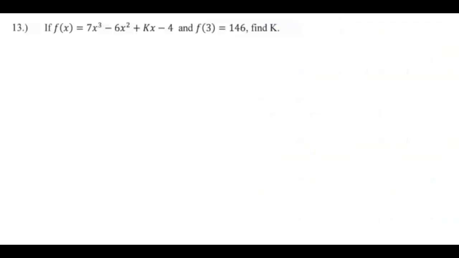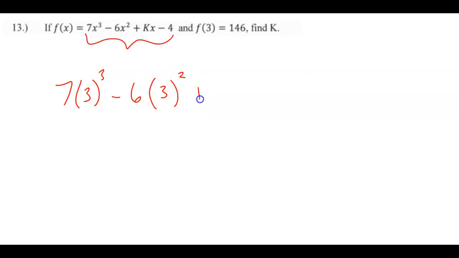And then the other question I believe you wanted me to do was number 13. So this is actually pretty easy. This notation, f of 3, just means plug in 3 for all of the x's. And they're telling you when you do that, you should get an answer of 146. So I'm going to take this part of the equation and plug in 3 for all of the x's.